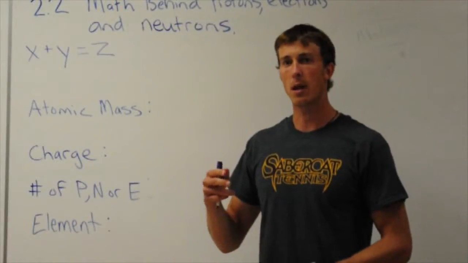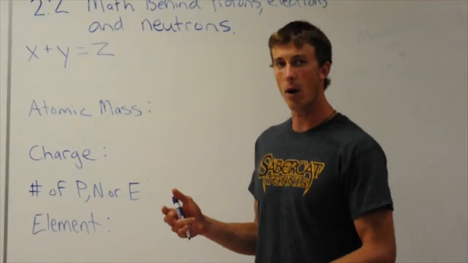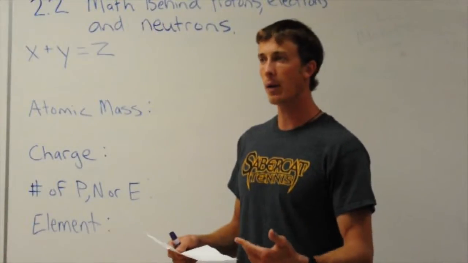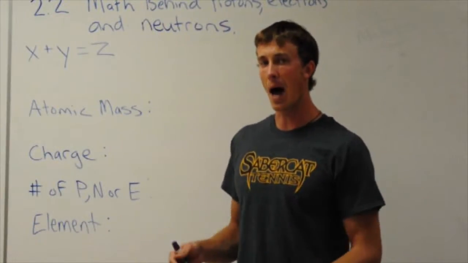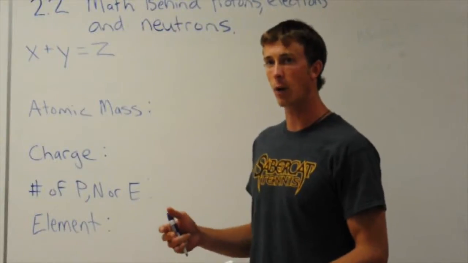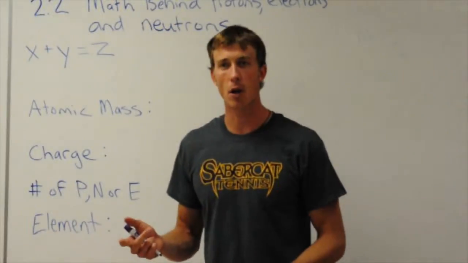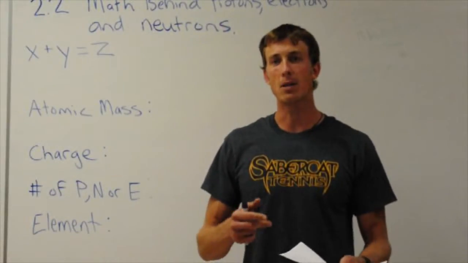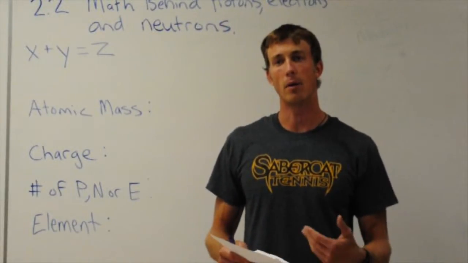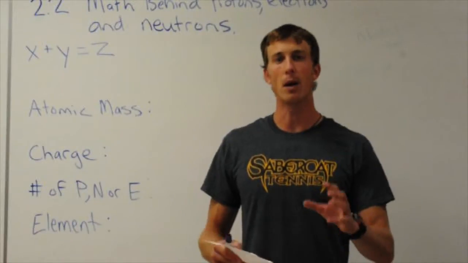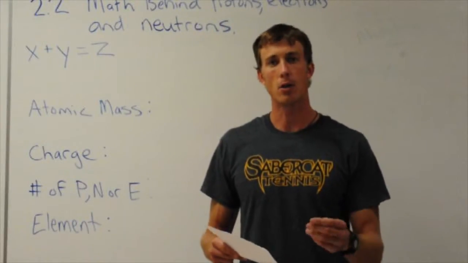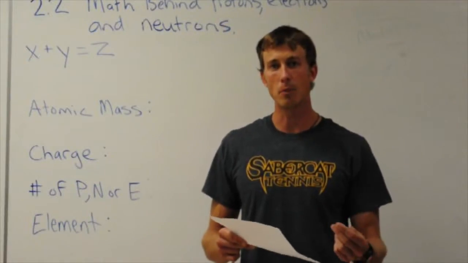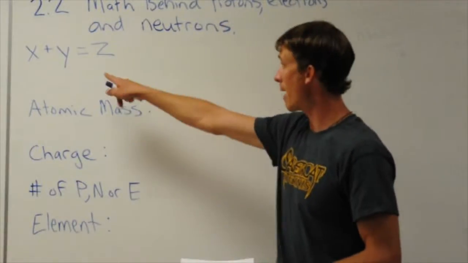So I gave you a brief overview of where they are located in an atom, but now we get to know what the math behind it is. So you can actually figure out how many protons there are if I give you an element, or how many electrons and neutrons. They interact with each other so that the protons, neutrons, and electrons all have some sort of relationship. And that's what I have right here.